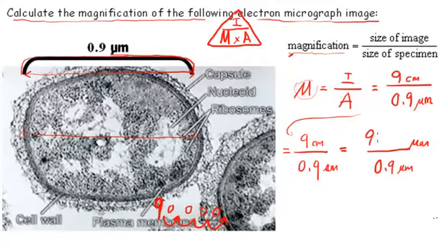So if I write in 90,000 micrometers and do the math there, check it out. If I cancel out these units, 90,000 divided by 0.9, you should be able to get an answer right there, just like that.